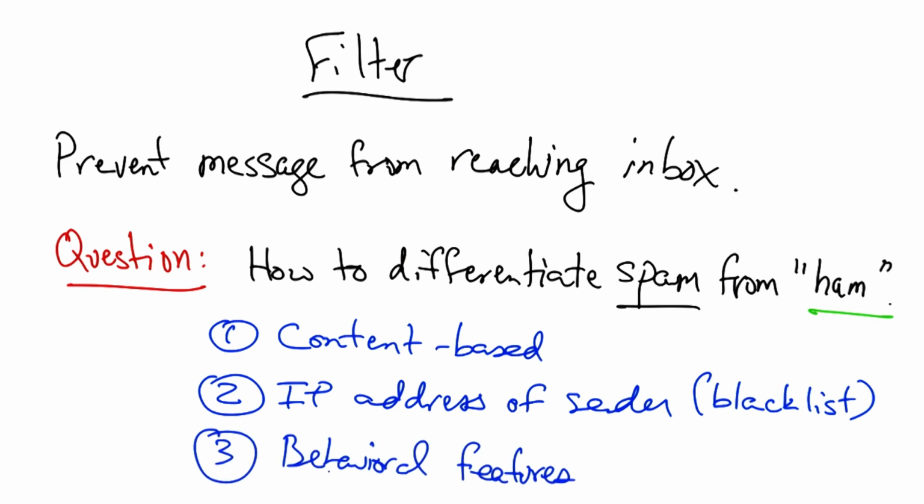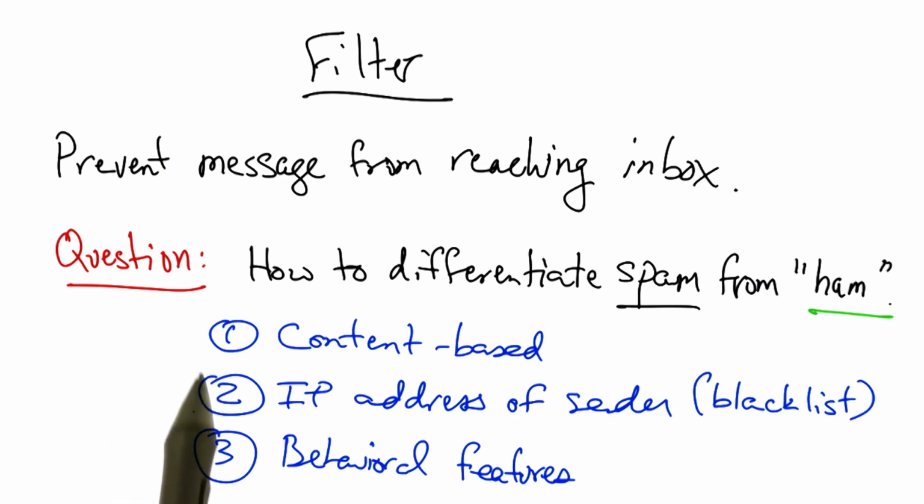Third, we can construct filters based on behavioral features or how the mail is sent. So, for example, if the mail is sent at a particular time of day, or if it's sent in a batch of emails that are all roughly the same size, then we may be able to figure out that a message is likely spam simply based on the sender's sending behavior.